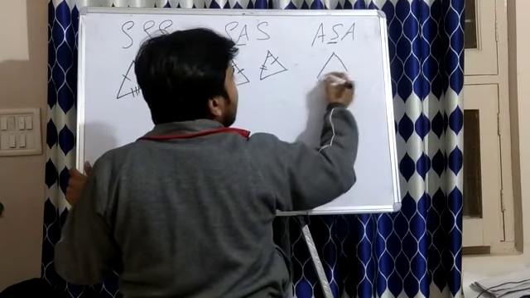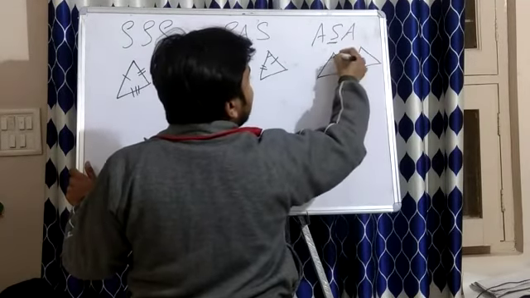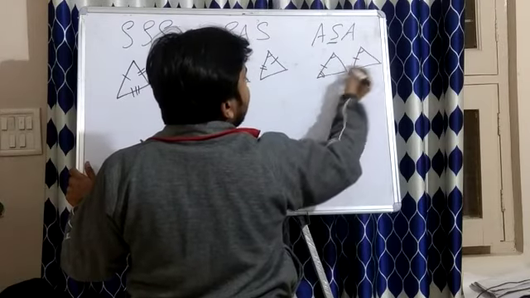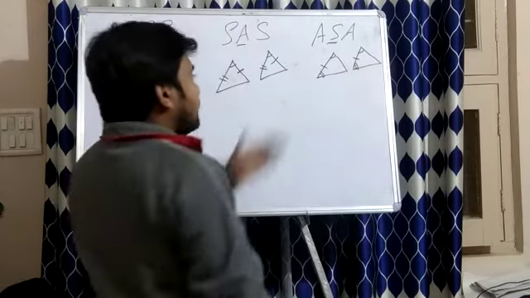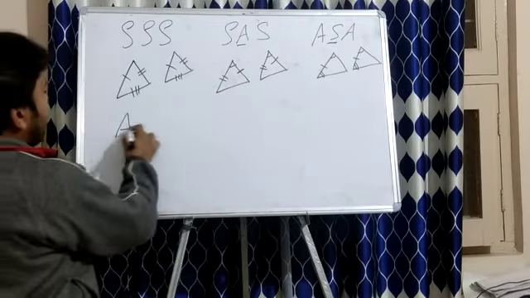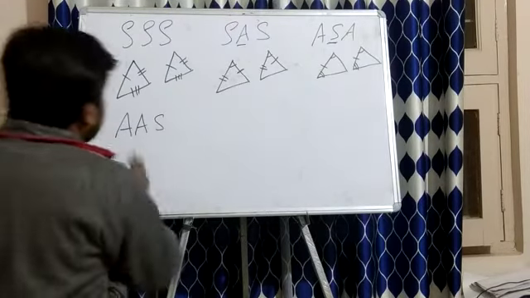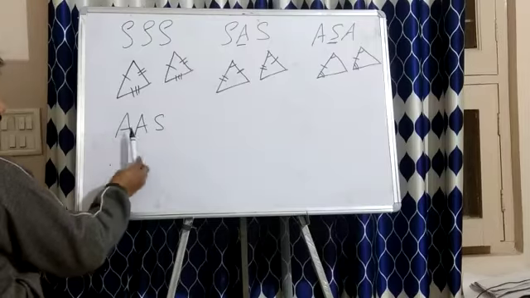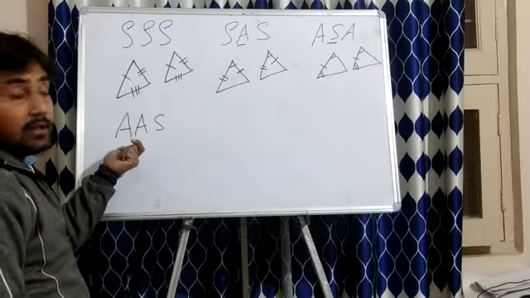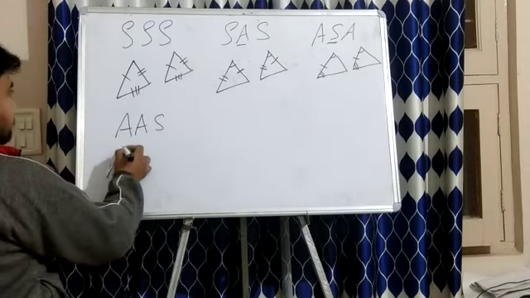Now let me make, now this angle is congruent to this angle, this side is congruent to this side, and this angle is congruent to this angle. The two triangles are congruent. Now we also saw another axiom and postulate, AAS, which states that if two corresponding angles and a side which is not in between them are equal, then the two triangles are congruent.